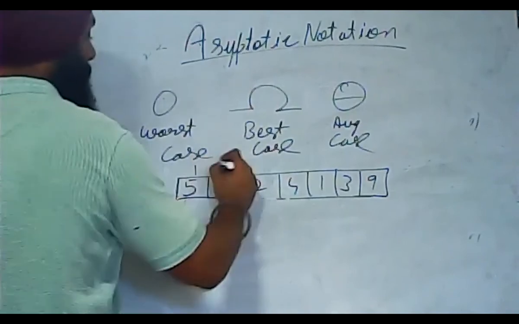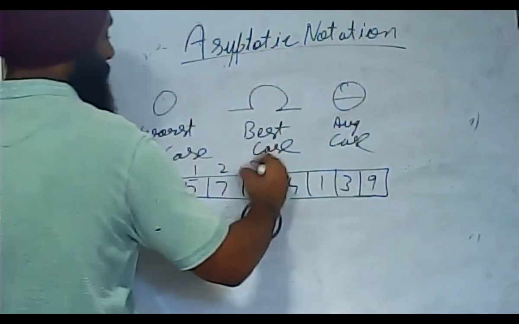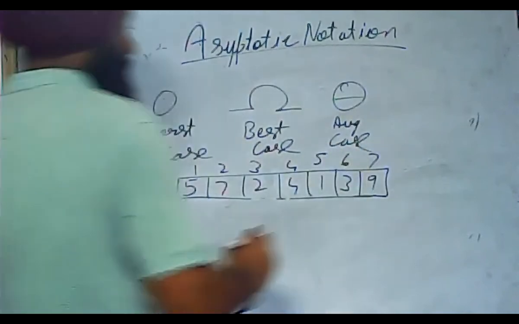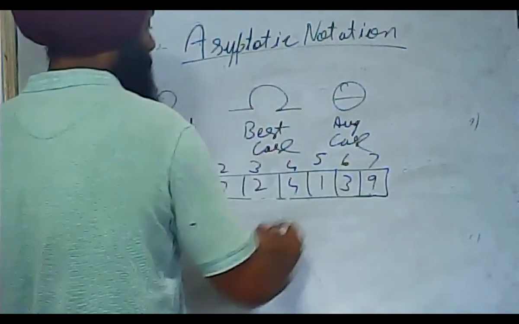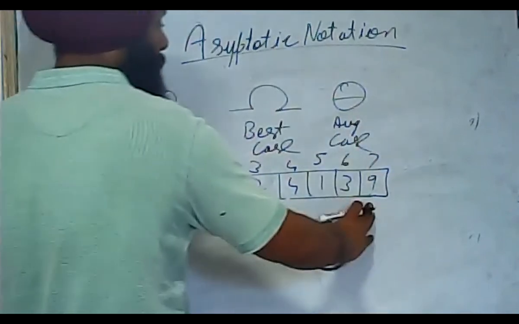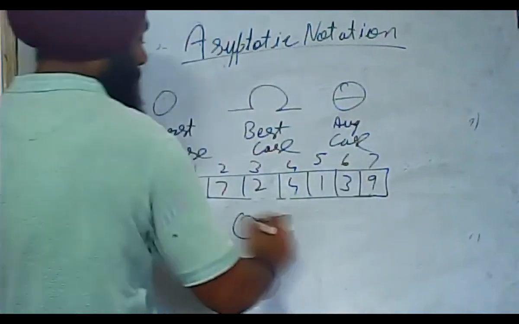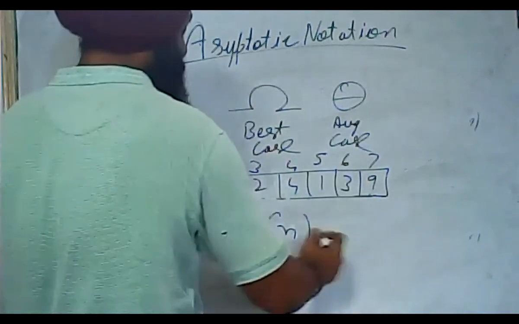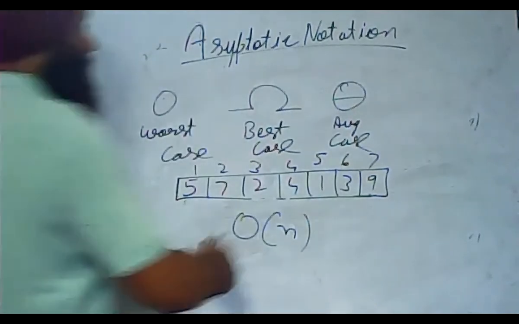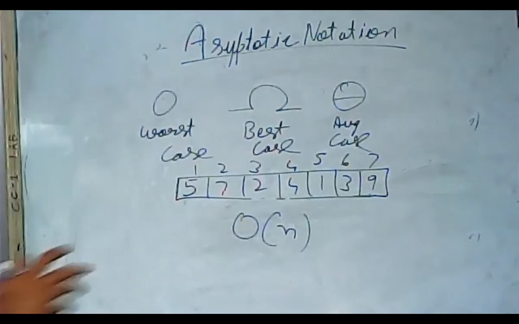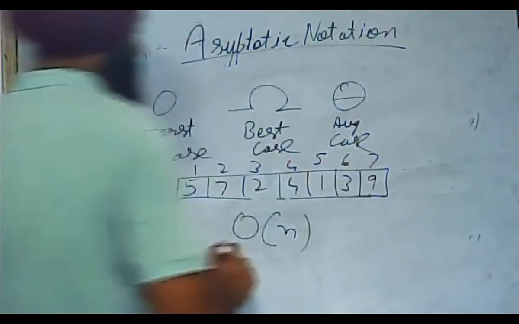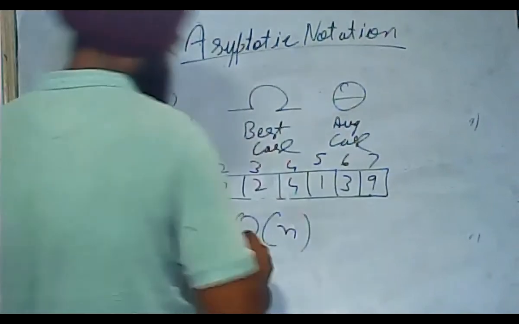In this case, how many elements are there? 7 elements are there. So 7 will be the worst case. If I want to find out 9, that will be the worst case. But we're not sure how many elements will be there. So we'll write that there could be n elements. If we are searching in a list of n elements, big O of n will be the worst case of this linear search.